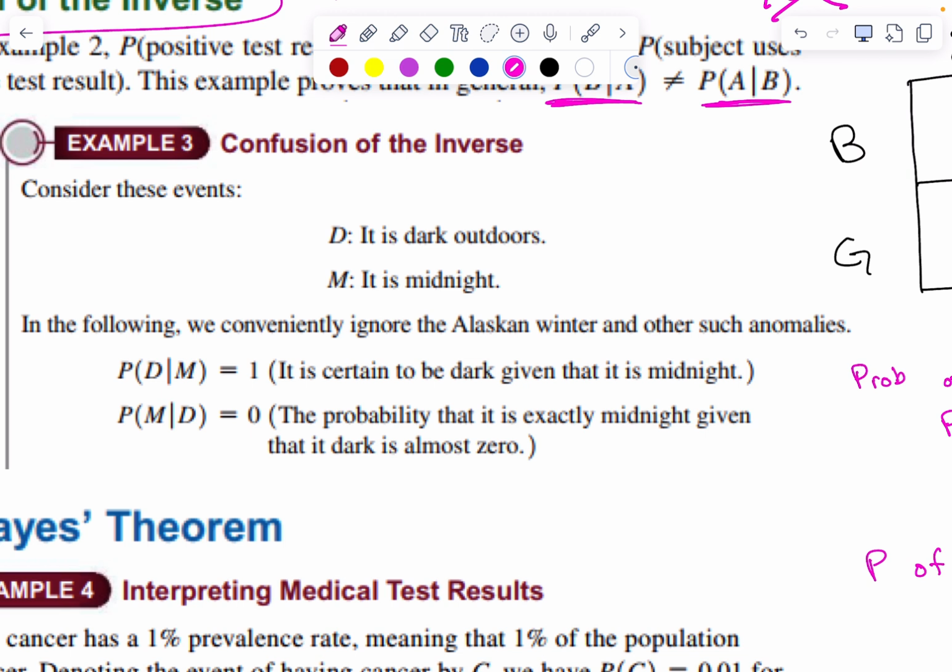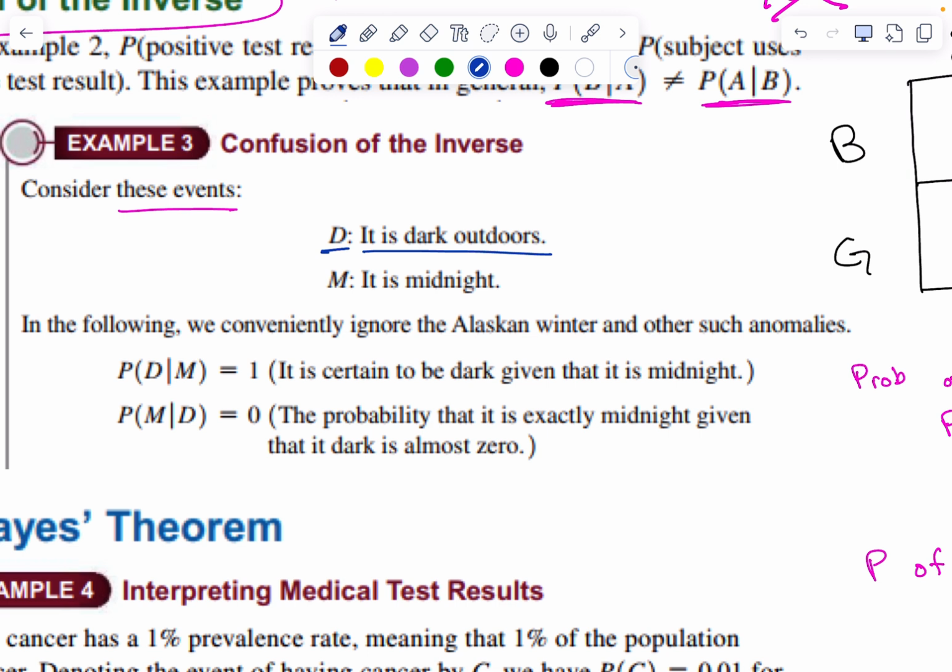We've got 2 events going on. This looks like my geometry class. We have event D. They have is darkness outside. So event D is the probability of it being dark. Probability of it being dark right now is probably slightly higher than 50%, right?